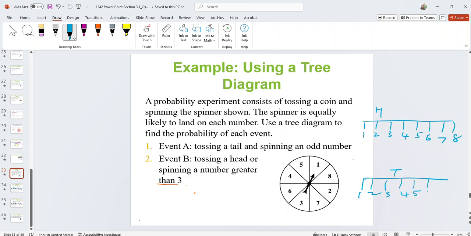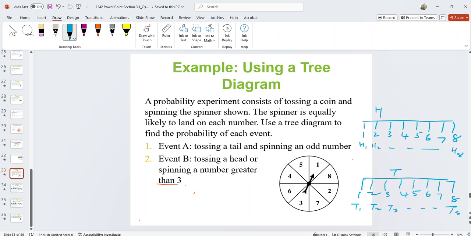Okay, so this one you have a H1, right? So if you write down this one, it will be H1, H2, all the way to H8. Okay, and then this one will be T1, T2, T3, all the way to T8, right? The tail 8. Okay, so let's see how do we answer this question.